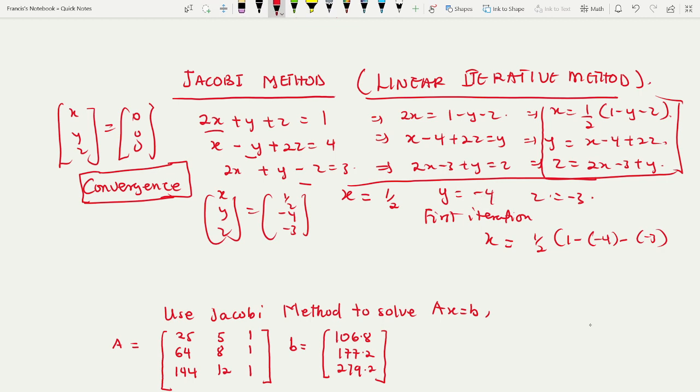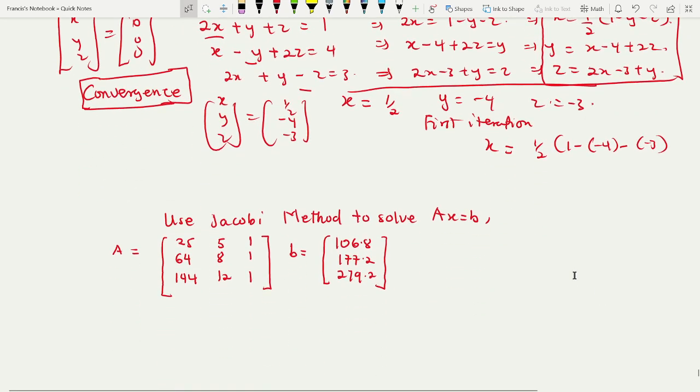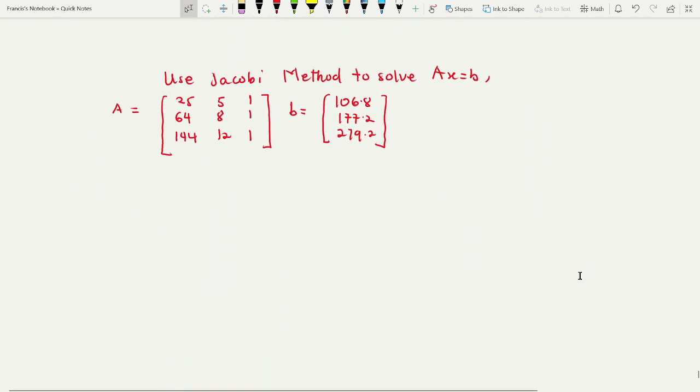I have a problem for us to solve here. So let's look at this. So we said use the Jacobi method to solve AX is equal to B. So this is the system. I've been given A, I've been given B, right? So here I'll assume X to be X1, X2, and X3. Okay. I'll assume X to be X1, X2, then X3.